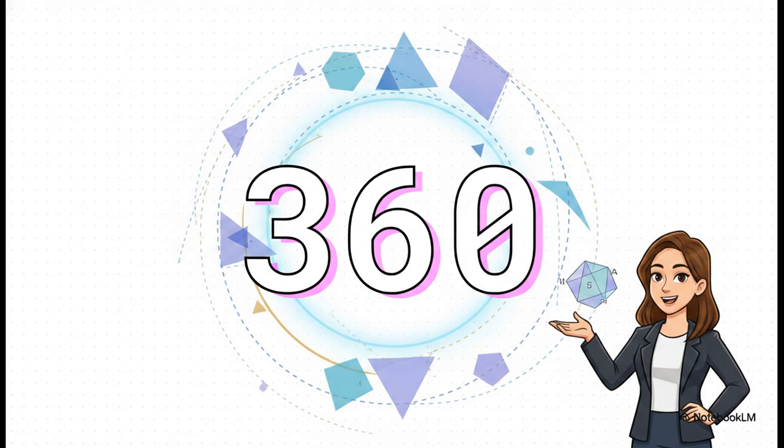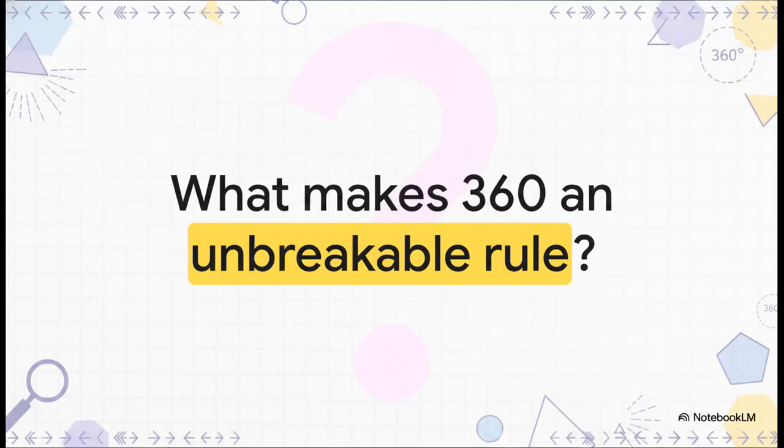Okay, let's dive into this. 360. It's a magical mathematical destination. I mean, think about it. Numbers can often feel totally infinite, chaotic, and just wildly unpredictable. But 360, it is this perfect, highly satisfying constant that just keeps showing up time and time again to bring absolute order to our shapes. So what exactly makes 360 an absolutely unbreakable rule in geometry?